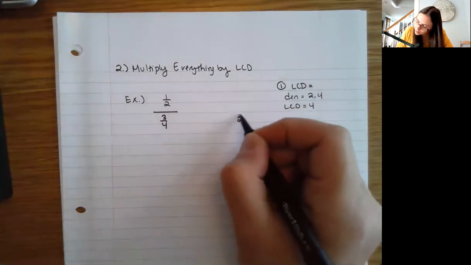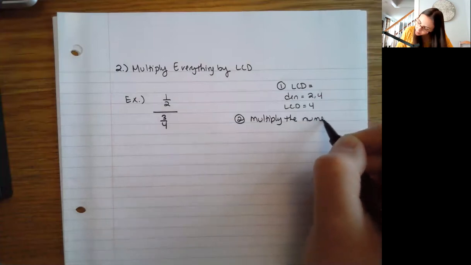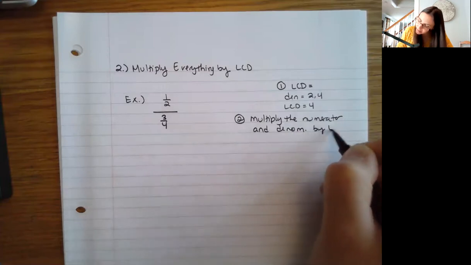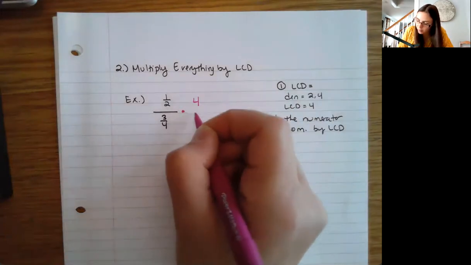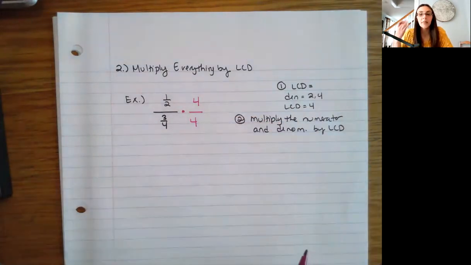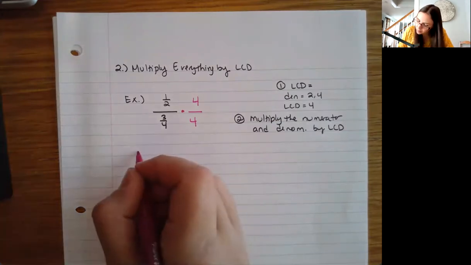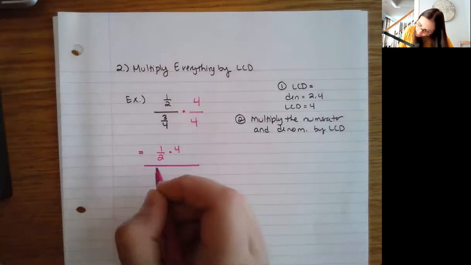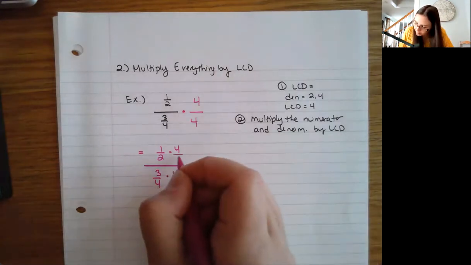And then what you do is you multiply the numerator and denominator by the LCD. So my LCD is 4 here, so I'm going to multiply by 4 over 4. The reason I can do this is because 4 over 4 is just 1, so it doesn't actually change the value. But what's going to happen when I go to simplify now, I'm going to rewrite this. So I have 1/2 times 4, and then I have 3/4 times 4. And what I can do is put that 4 over 1.